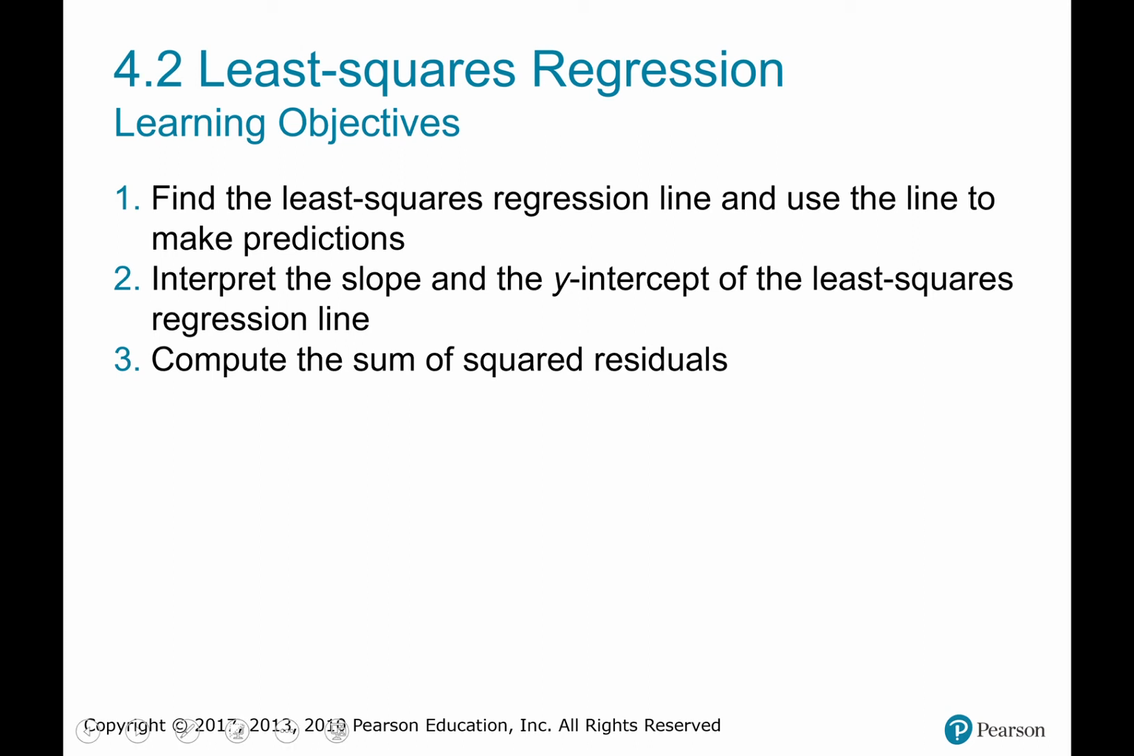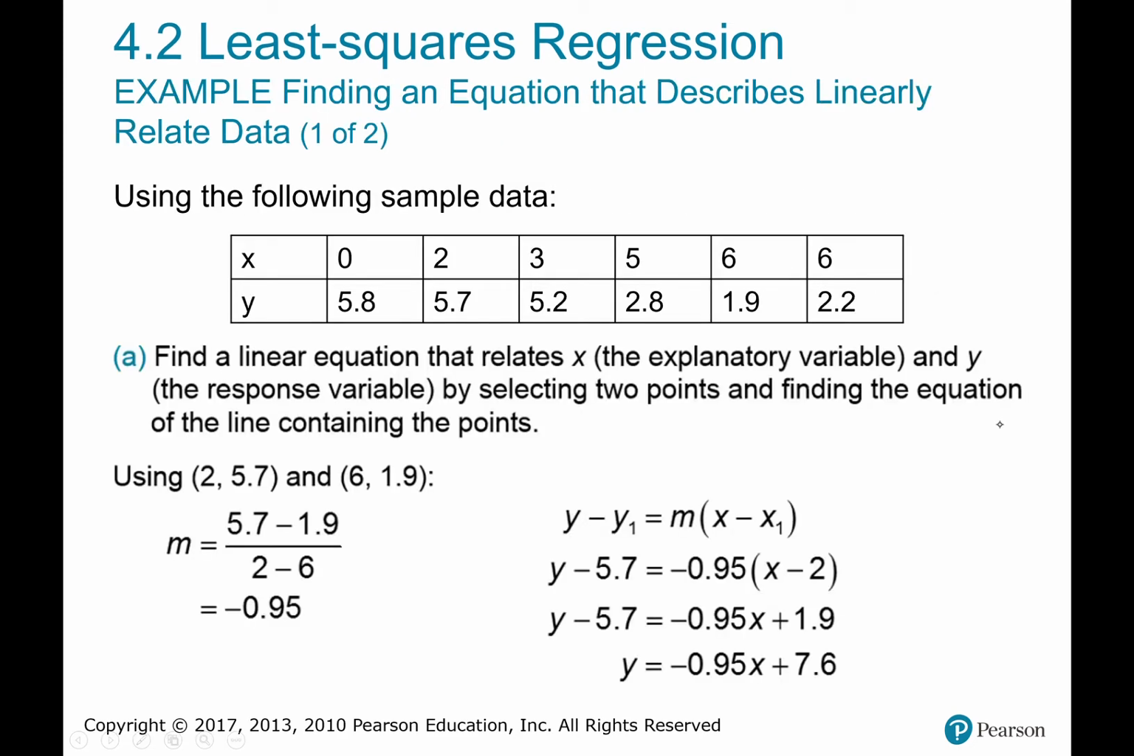Okay, so we're going to find the least square regression line and use it to make predictions and interpret the slope and the y-intercept of the least square regression lines, and then compute the sum of squared residuals. Just some things to note. We're going to use a calculator to do most of this, so some of these formulas may not be useful to you for now. But we have what's called the point slope formula.